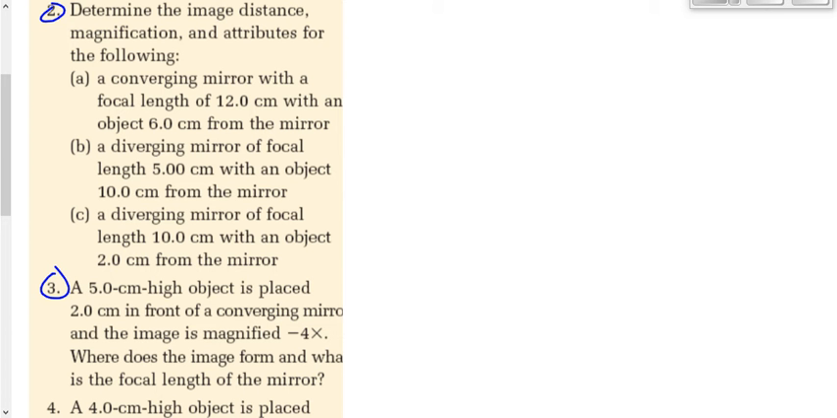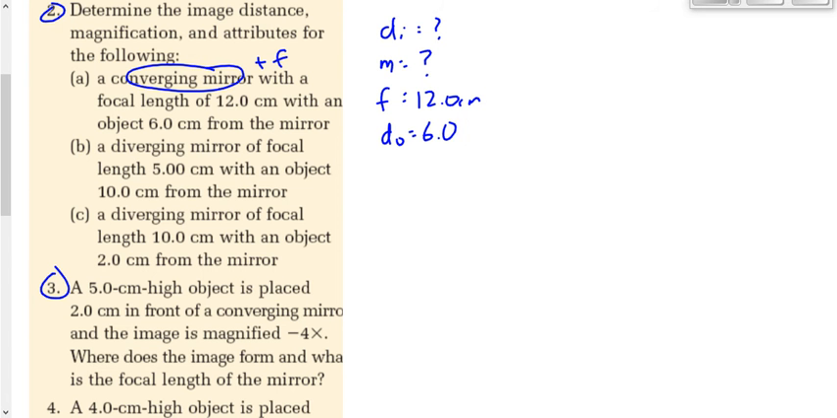Number 2 says determine the image distance, the magnification, and the attributes. Attributes are just the characteristics, right? Of a converging mirror with a focal length of 12 centimeters. I'm going to circle that because that makes a positive focal length. I want to find DI. I want to find M. I have a focal length of positive 12, an object distance of 6 centimeters.